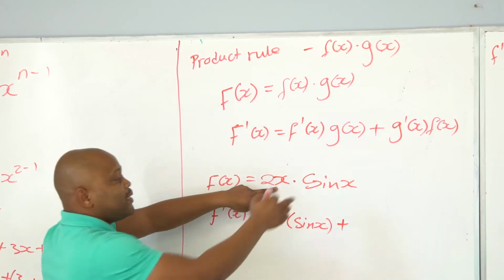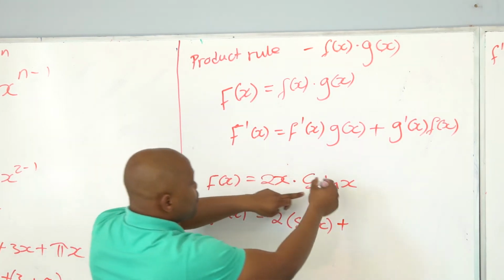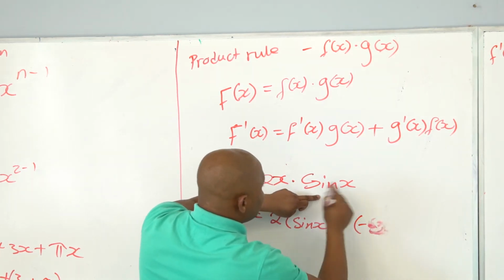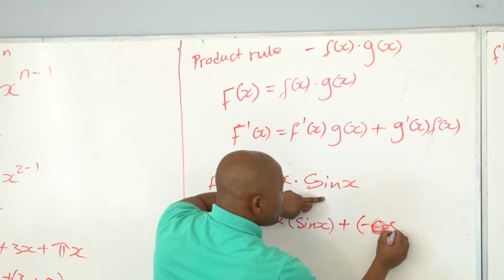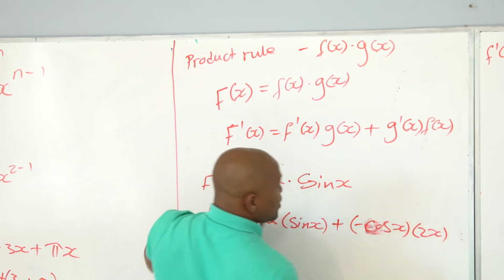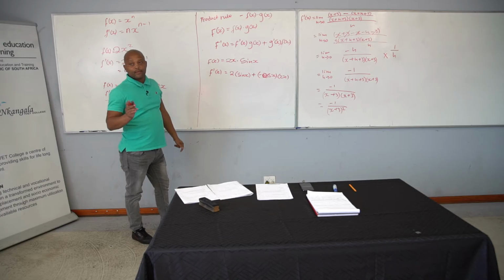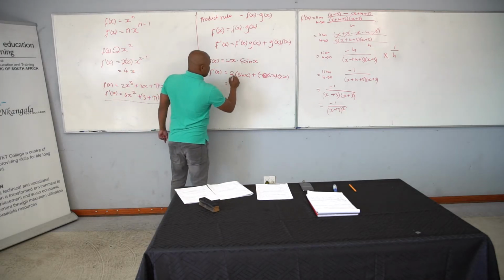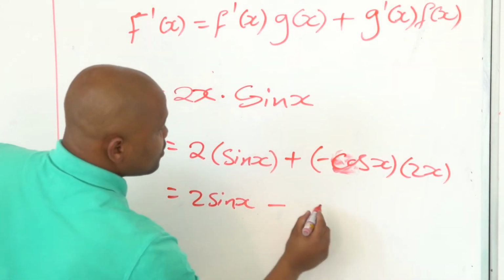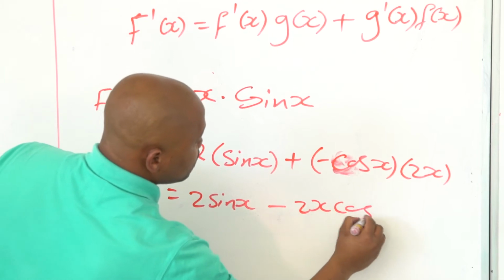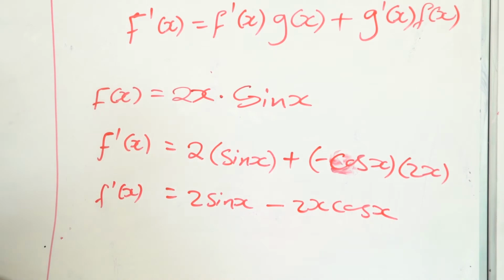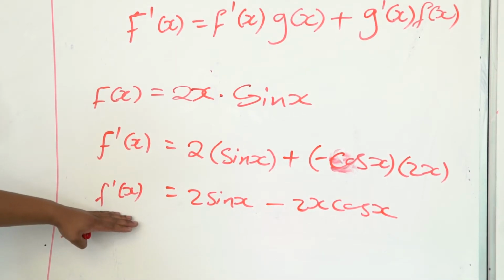Now I keep this one, and I differentiate this one. When I differentiate sine, it gives me cos x. Then this one, I keep as it is, 2x. We're clear on that, right? And then this gives me 2 sine x plus 2x cos x. And this is the derivative of f(x) using the product rule.